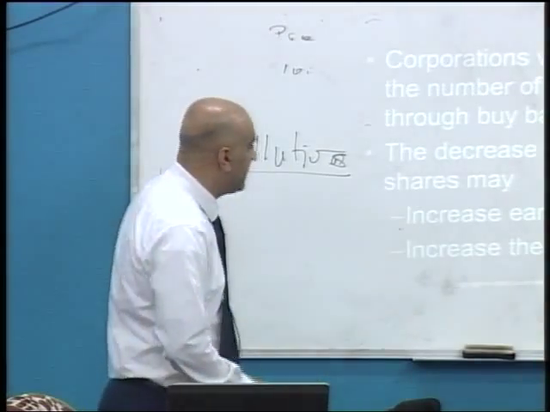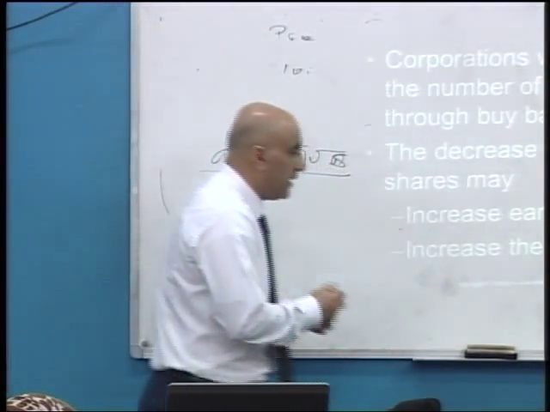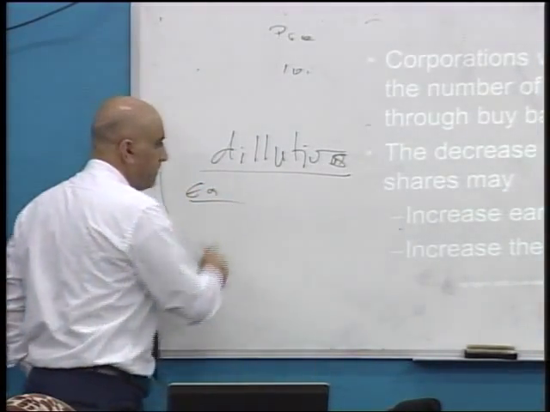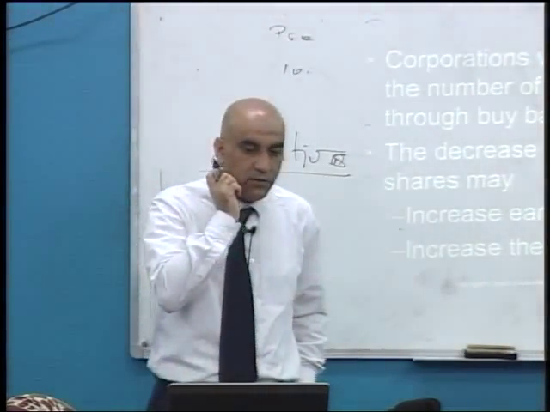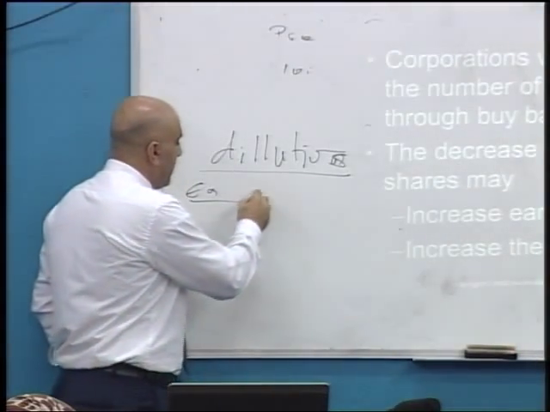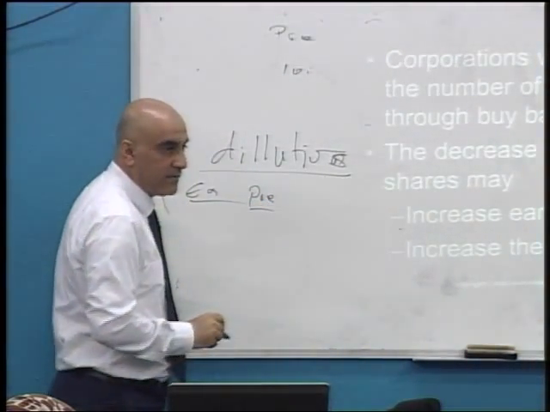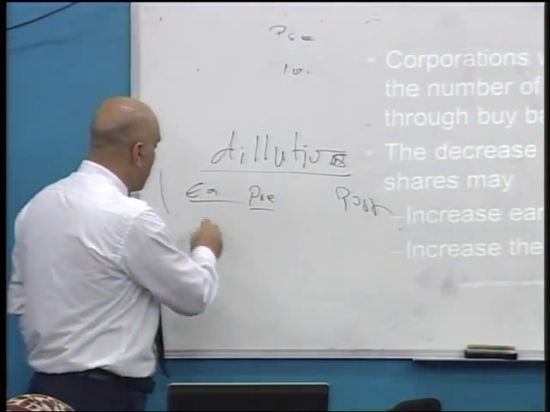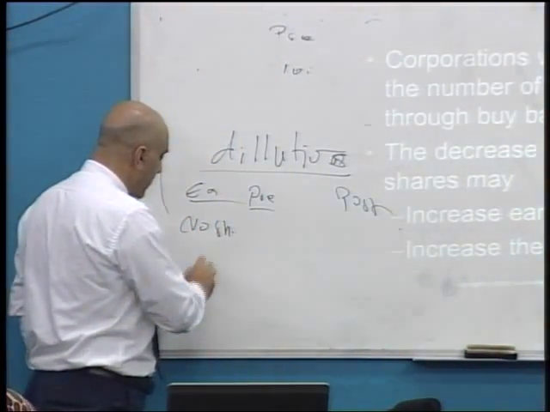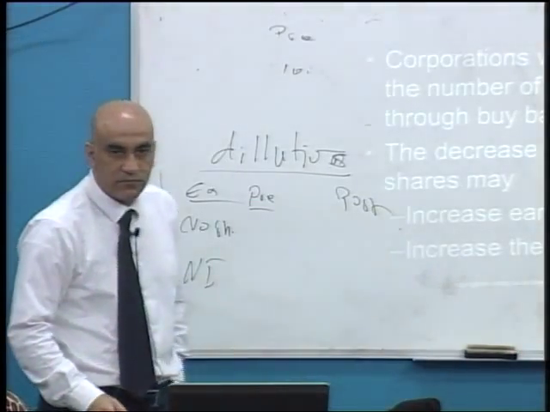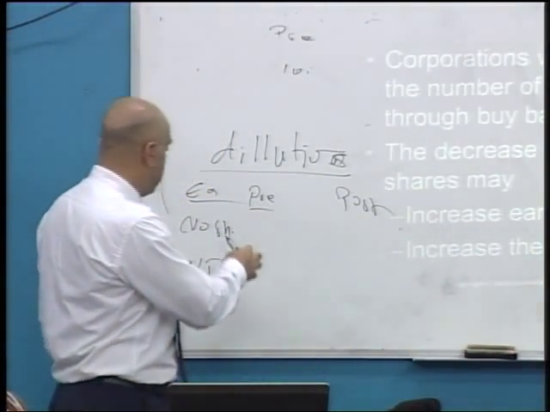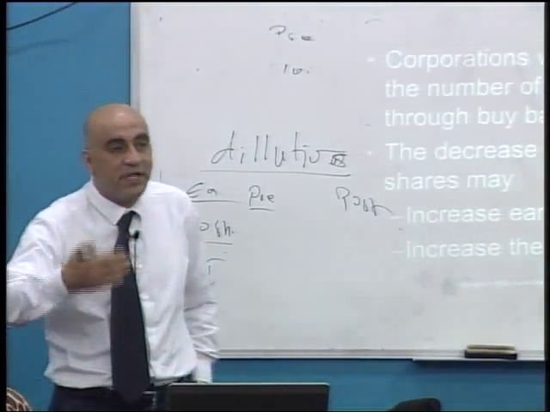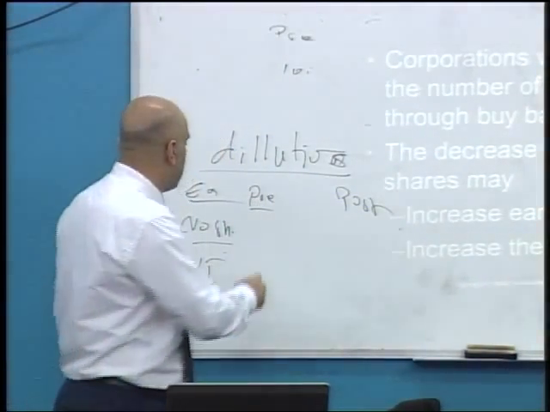Okay, for the dilution, let's take this. For the repurchase, pre-repurchase and post-repurchase, the number of shares, and we will see the net income. The number of shares in the pre-repurchase was 1,000.